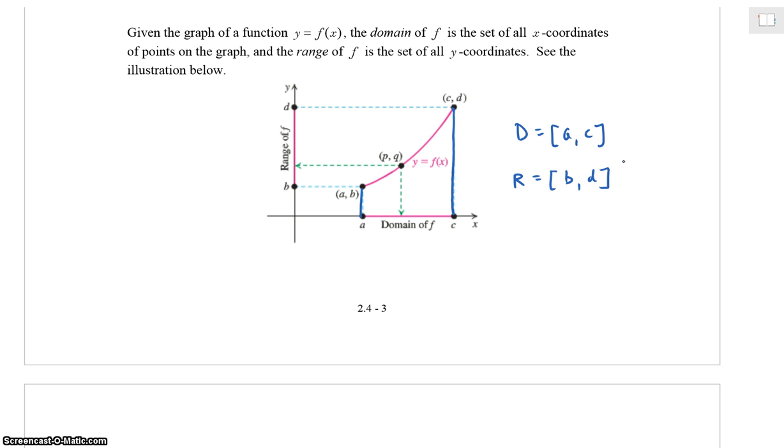So if we project the graph along the x-axis, we get the domain. We can determine the domain of the function. If we project along the y-axis, we can determine the range of the function.